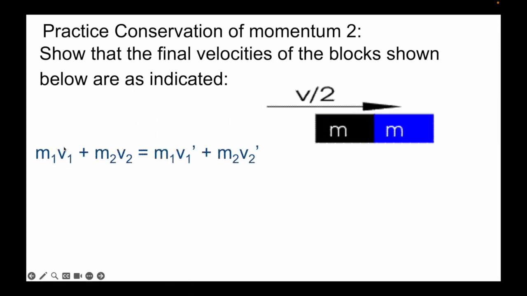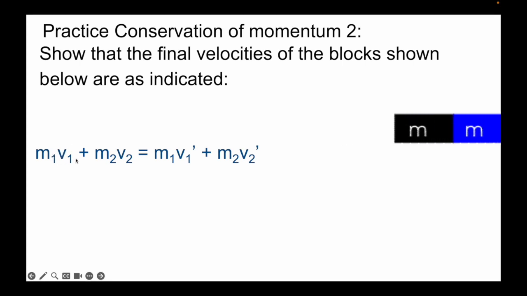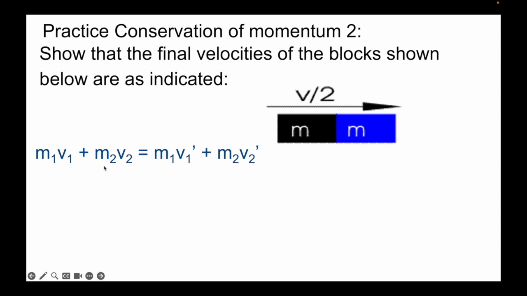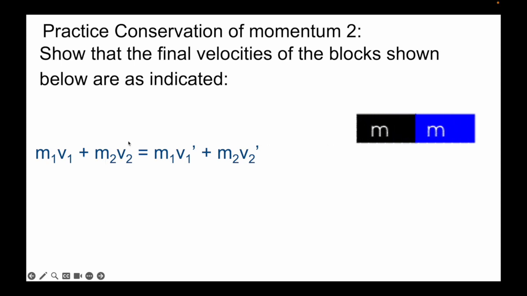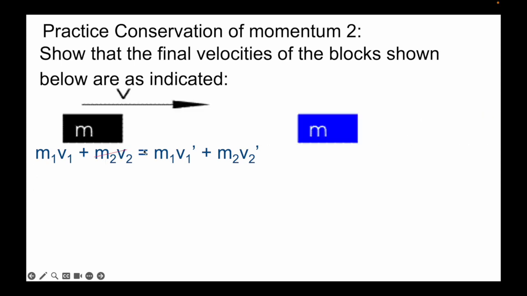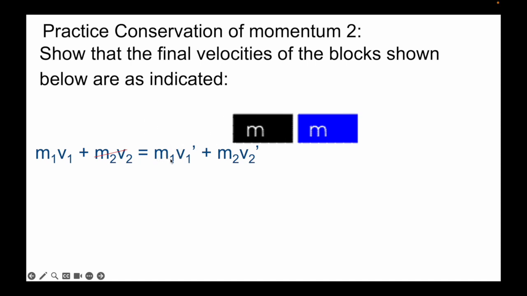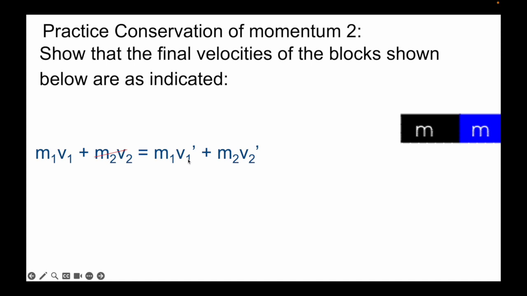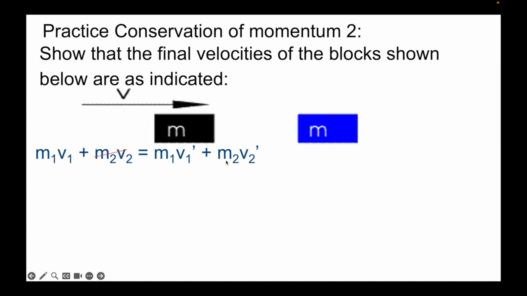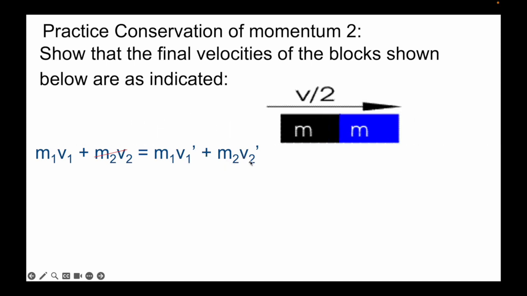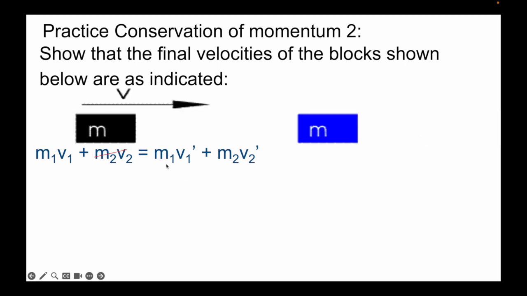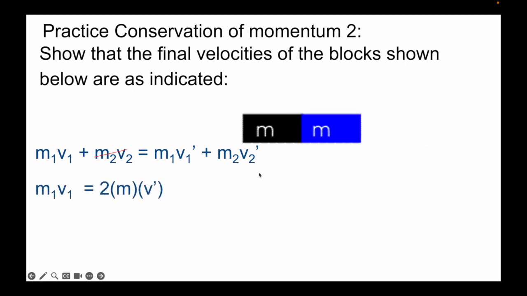The mass and the velocity of the black block plus the mass and the velocity of the blue block before the collision equals the mass of the black block times the velocity of the black block after the collision plus the mass of the blue block times the velocity of the blue block after the collision. So we've got before and we've got after the collision here.